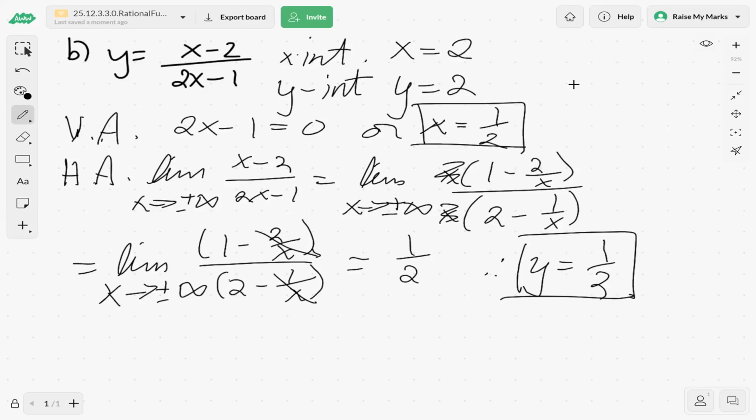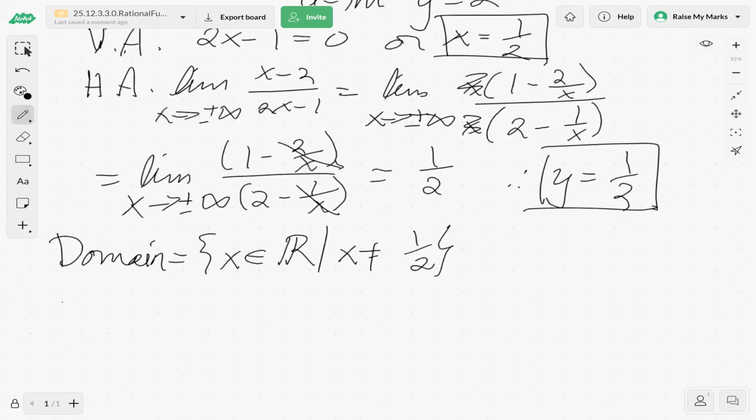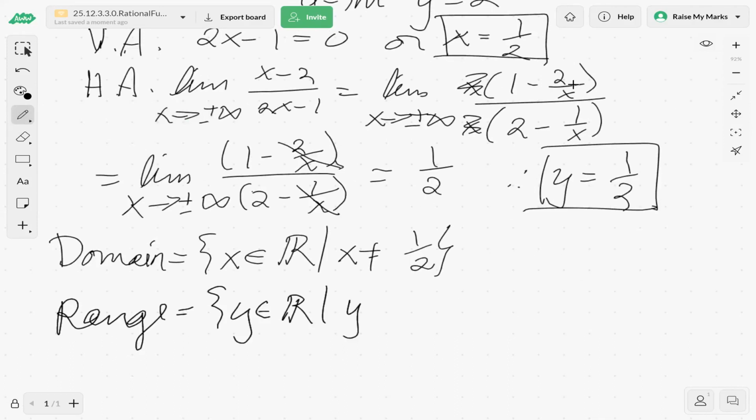Good. Okay, and our domain, let's figure out what our domain is. Our domain, again, x is a set of all real numbers such that, so the only value x cannot equal is 1/2, because this is where we have our vertical asymptote. Our range is a set of all real numbers except when we have our horizontal asymptote, which occurs when y equals 1/2.